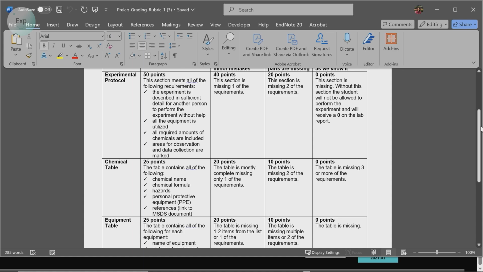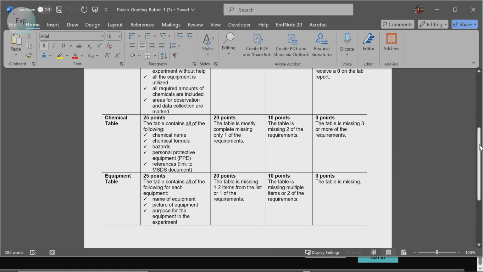All the equipment has to be utilized. All the required amounts of chemicals have to be included. And ideally, the students will mark all the places where observations and data will need to be added later.